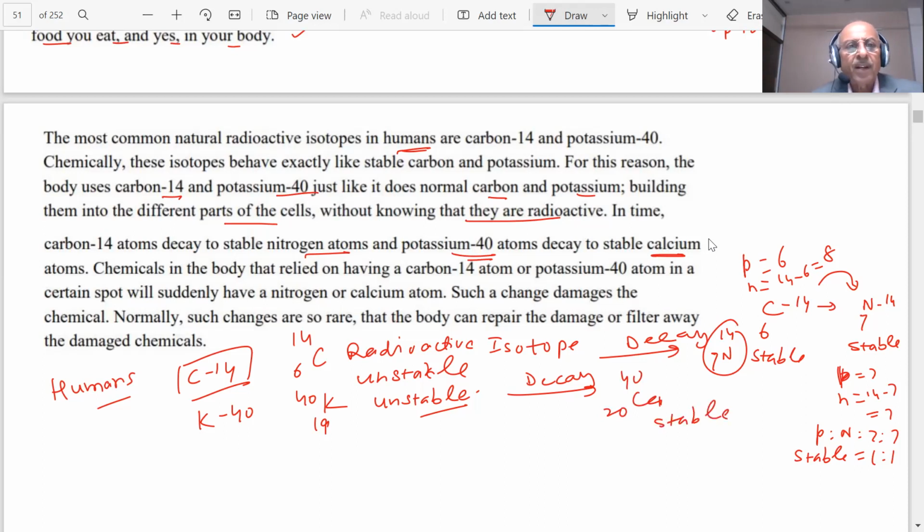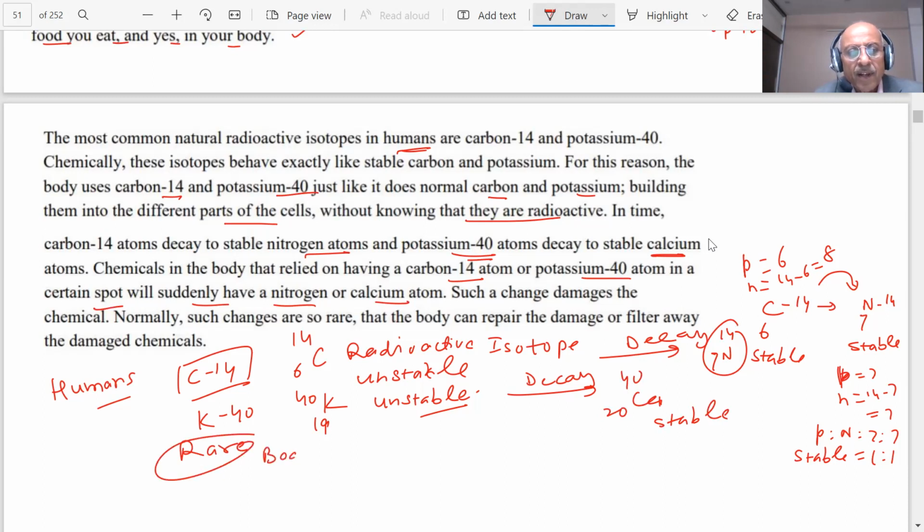This process is happening in our body. Chemicals in the body that relied on having carbon 14 and potassium 40 in a certain spot will suddenly have a nitrogen or a calcium. So in that part, this process will take place. Such a change damages the chemical. Normally, such changes are rare. These changes are, we are saying, rare.